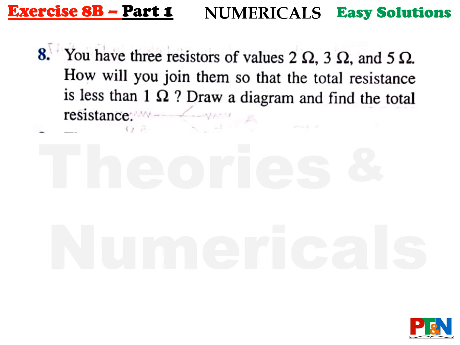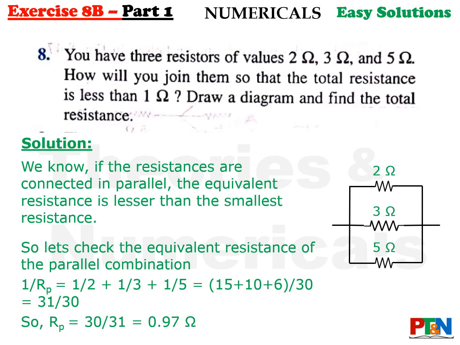Numerical number 8. You have 3 resistors of values 2 ohm, 3 ohm and 5 ohm. How will you join them so that the total resistance is less than 1 ohm? Draw a diagram and find the total resistance. Let's have a look at the solution. First, you need to find out how it will be connected. We know that the resistance when connected in parallel, the equivalent resistance becomes even lesser than the smallest one. Here you need to reach equivalent resistance of less than 1 ohm.